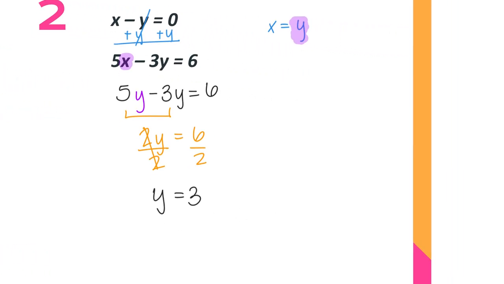So if y equals 3, I then have to take that y and plug it in, and I'm going to get x equals 3 as well. So this would be my answer for number 2. (3, 3) would be my answer.